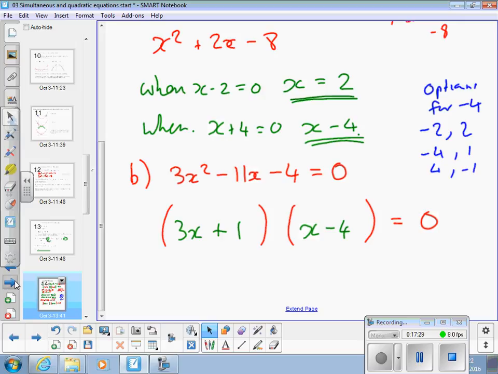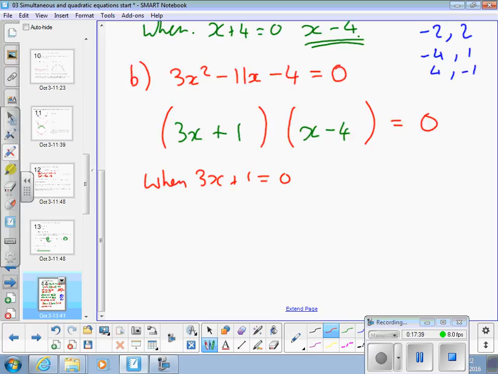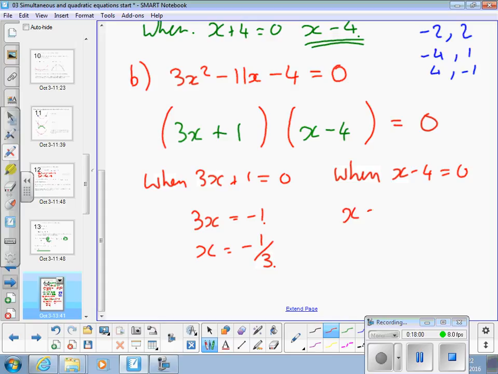Okay. But we can go when 3x plus 1 equals 0. Three x equals minus 1, x equals minus a third. And when x minus 4 is equal to 0, x equals 4. Agreed? You could easily check that by plugging the numbers into the original function and making sure they worked.